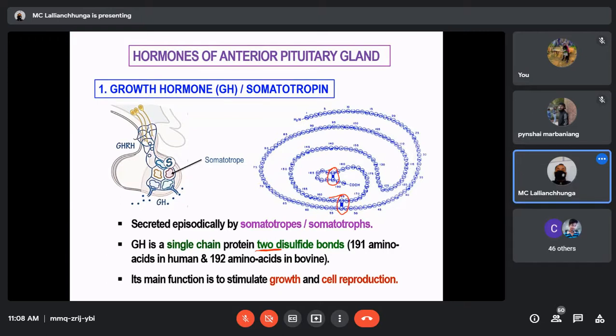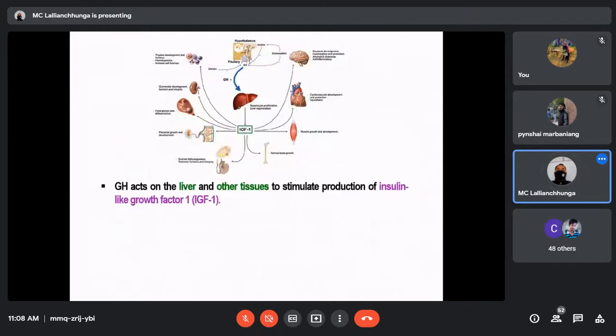As you can guess from its name itself, the function of this hormone is to stimulate growth, or we can say cell reproduction. This is the main function. Now this point is very important. Growth hormone acts mainly on the liver and other tissues. It stimulates the production of insulin-like growth factor 1, IGF-1.